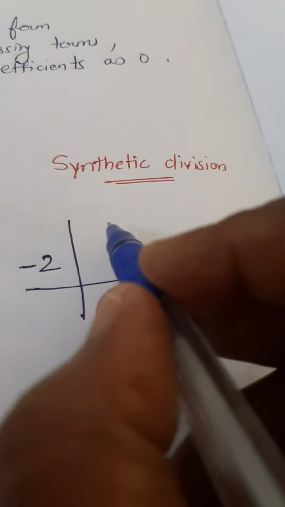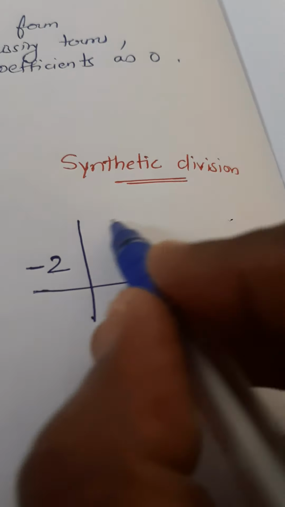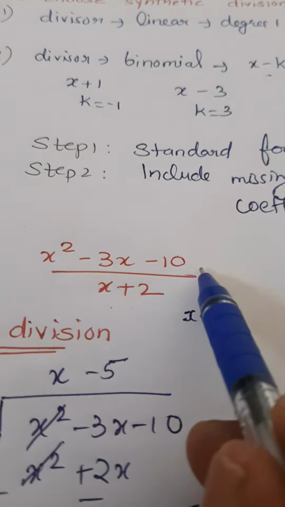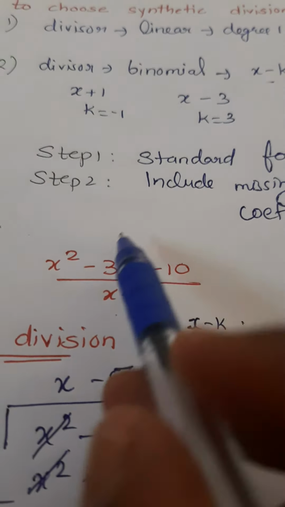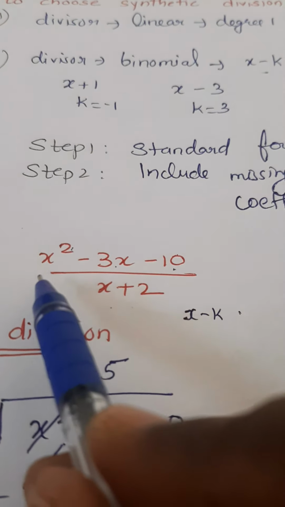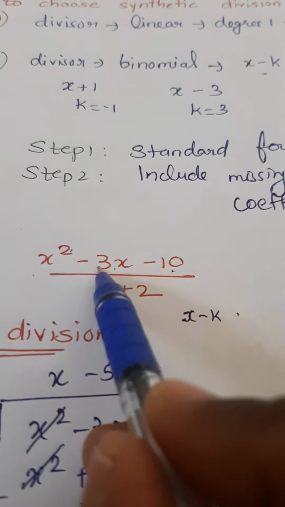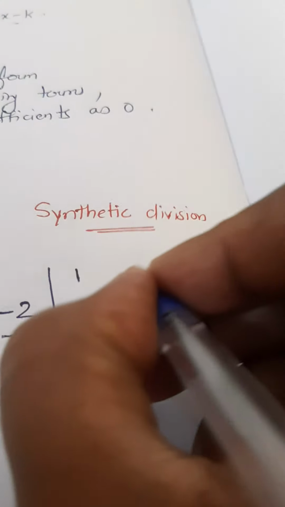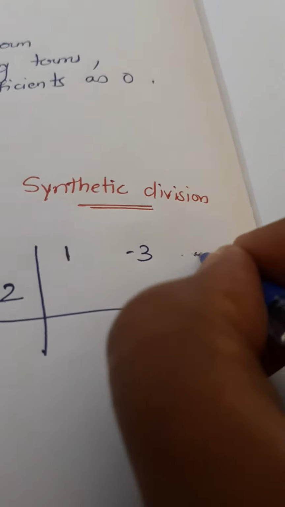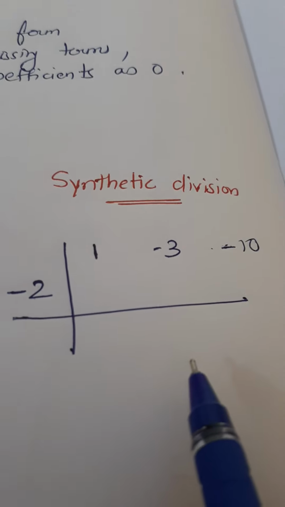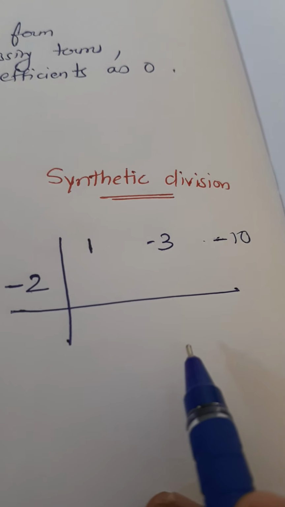Now the top row. In the top row you will write down the coefficients of the dividend in the same order. The dividend here is x squared minus 3x minus 10, so the coefficients are 1, minus 3 and minus 10. Okay. After this arrangement is done, we will start with the synthetic division.